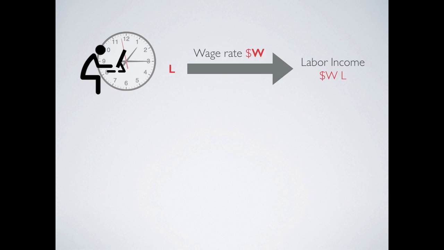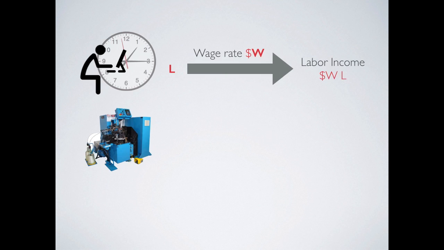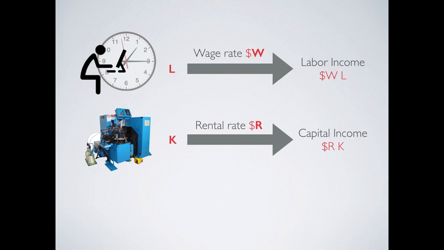In addition, households also own capital, which means machines. If the household owns K units of machines, then each period the household can rent its machines to some firm, and the firm will pay rental price R for each unit. In total, the household will receive the rental income for capital, which we call capital income RK, in each period.